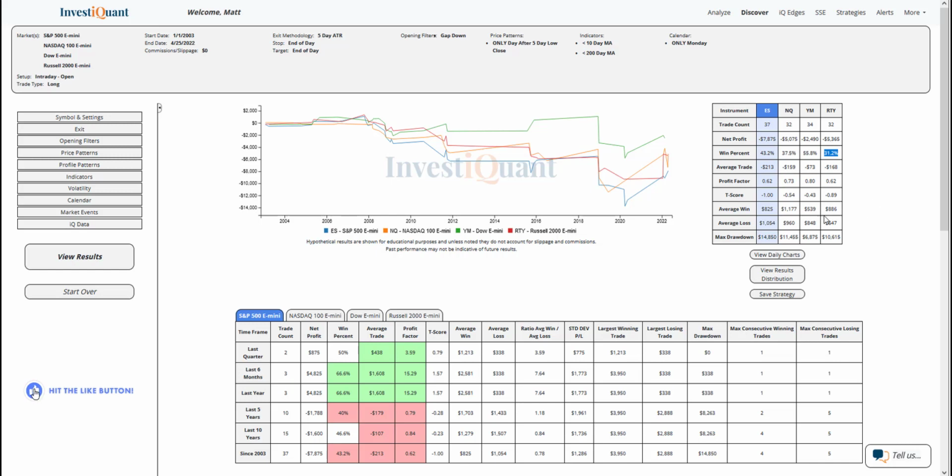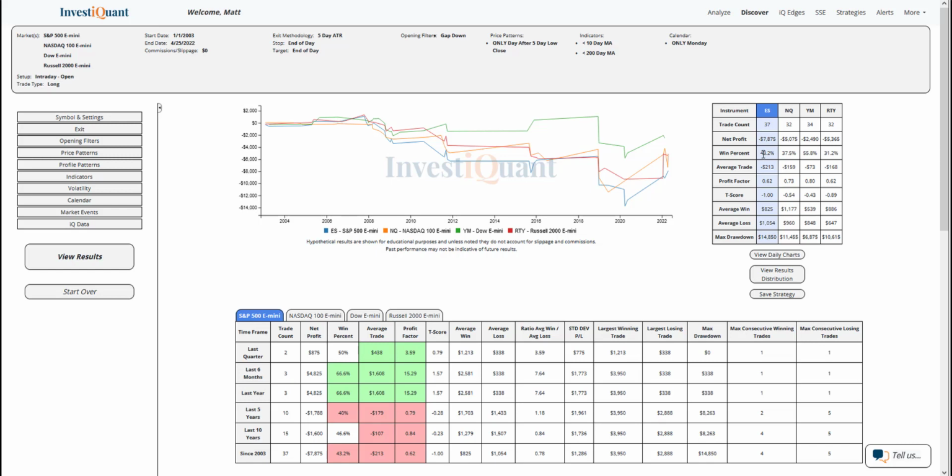If we look at the average moves, you can see the average loss larger than the average win for the S&P. That's not the case for the NASDAQ. NASDAQ has a larger average win by a little bit. If we go to the Dow, larger average loss. For the Russell, larger average win. So we're completely mixed on which side has had bigger moves on the average win or average loss.